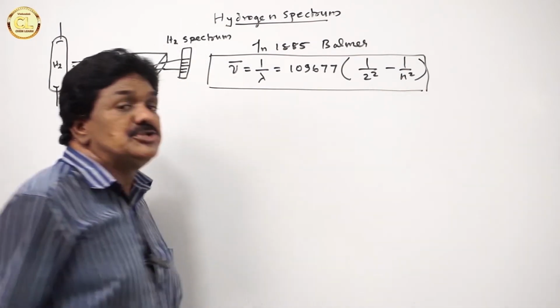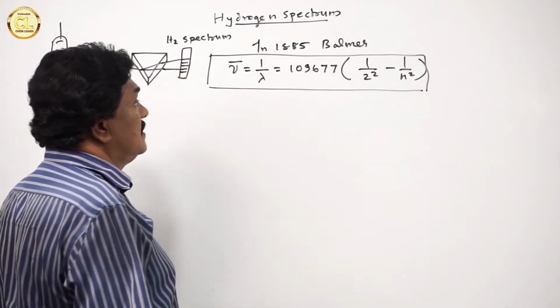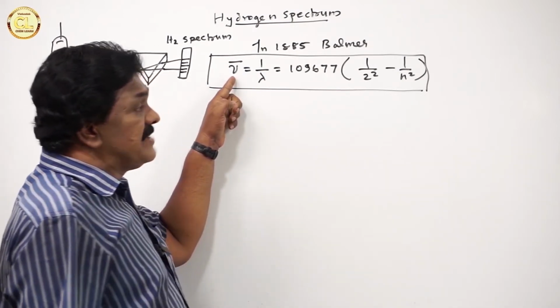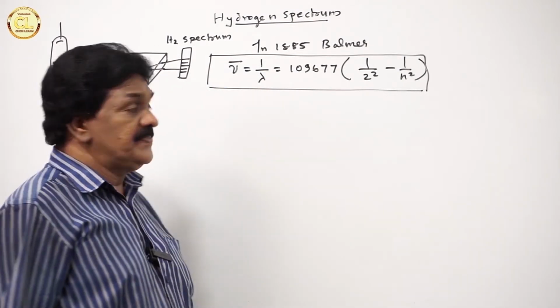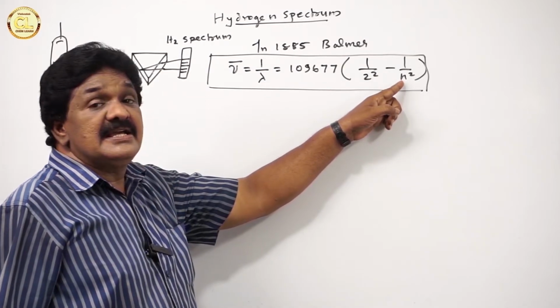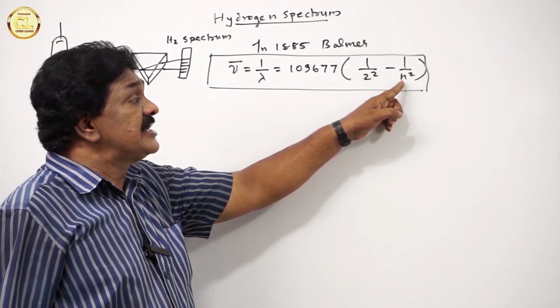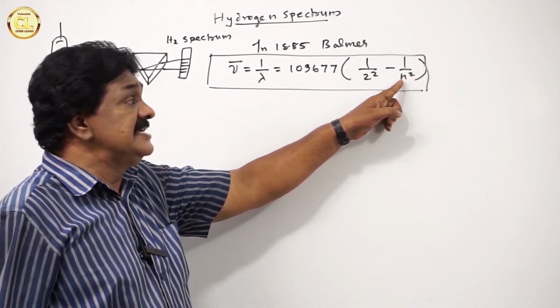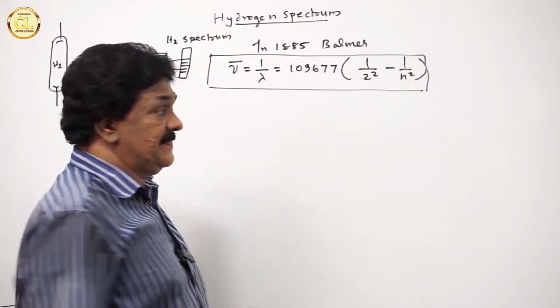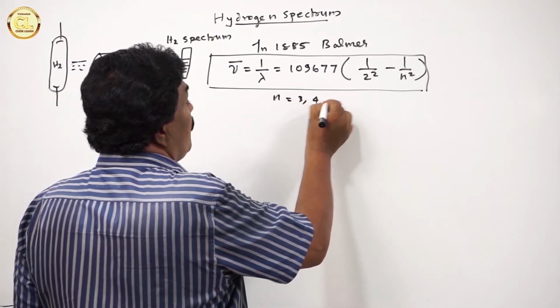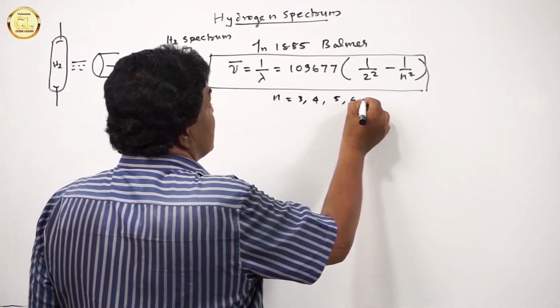It's applicable only to Balmer series. That is, for each line of the Balmer series, the wave number can be expressed by this formula, where n is a variable like 3, 4, 5, 6, etc. That is, n is 3 or greater than 3.